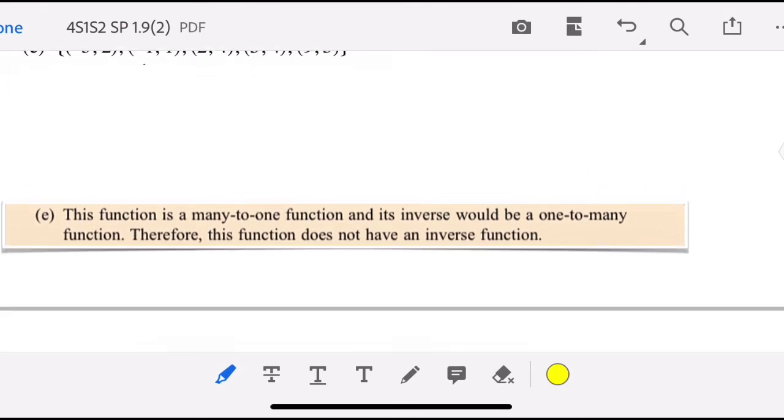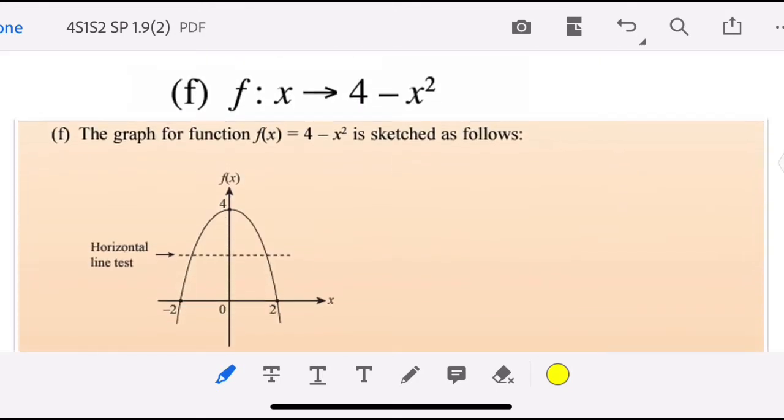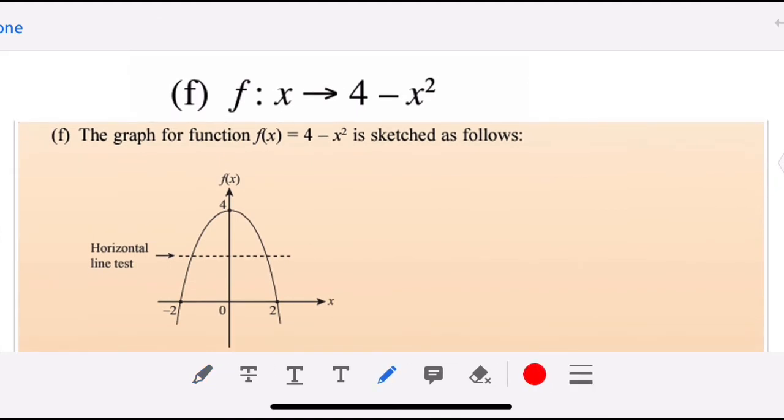So in order to determine whether the function has an inverse function, first of all, we must make sure the function is a one-to-one relation. So for a question like this, where you have the function f(x) equal to 4 minus x squared, you sketch a graph.